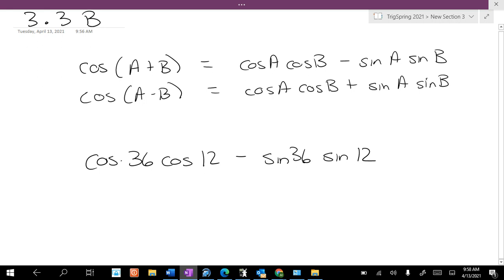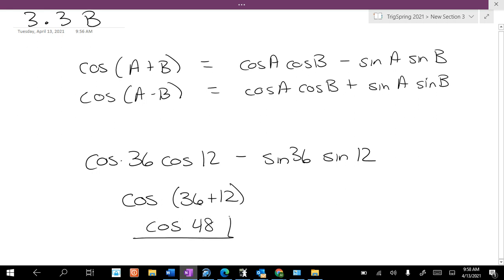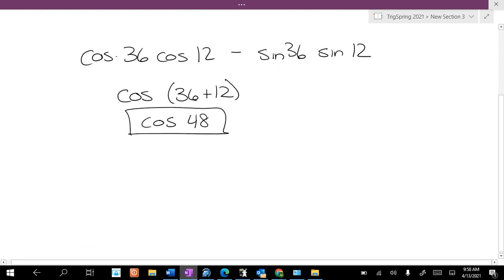Okay, well, we're going to work backwards on this. So this would be the cosine of, is it going to be a plus b or a minus b? A plus b, so it's going to be 36 plus 12, which is the cosine of 48. So we're going to take the equation, work backwards to see what they're talking about, what the angle is. Okay, so we're going to be doing a few problems like that. Okay, let's do another one.